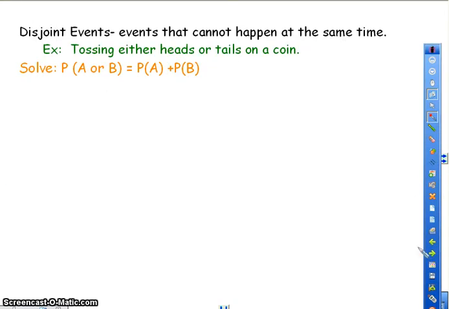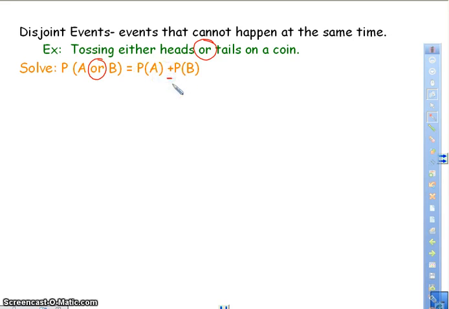Disjoint events are events that cannot happen at the same time. Tossing either heads or tails on a coin, they can't happen at the same time. It's impossible, so they have to happen at two separate times. To find a disjoint event, you're looking for the word "or." Here it is. The probability of getting A or B is the probability of A plus the probability of B.